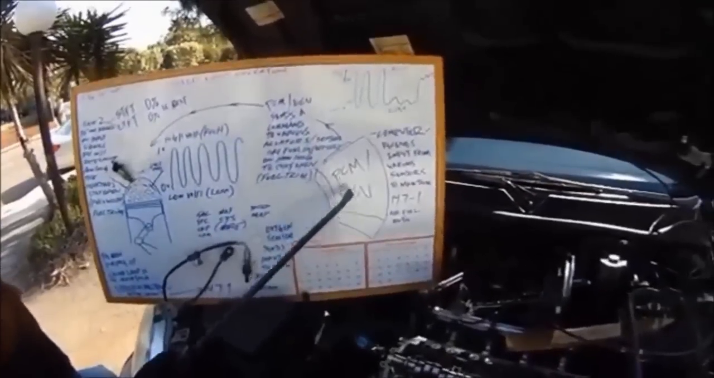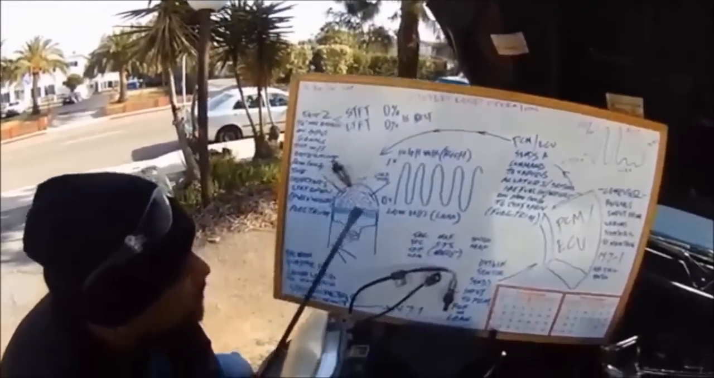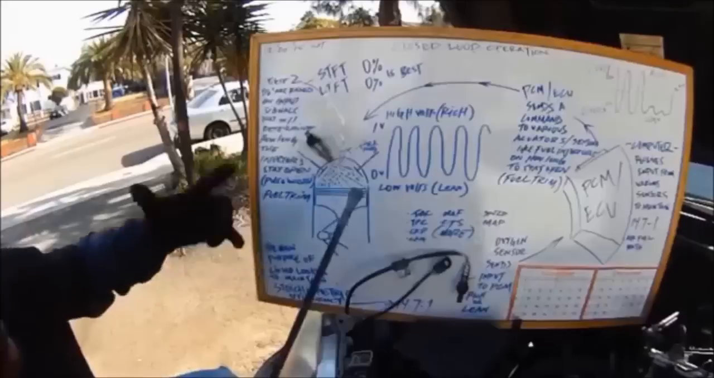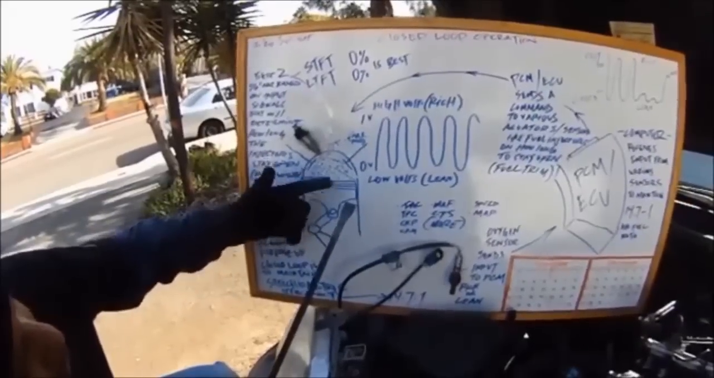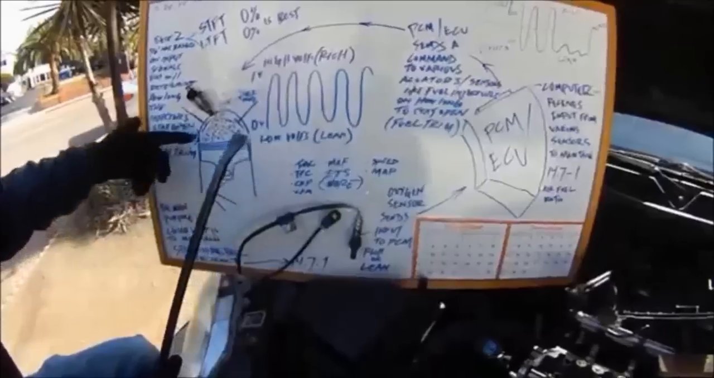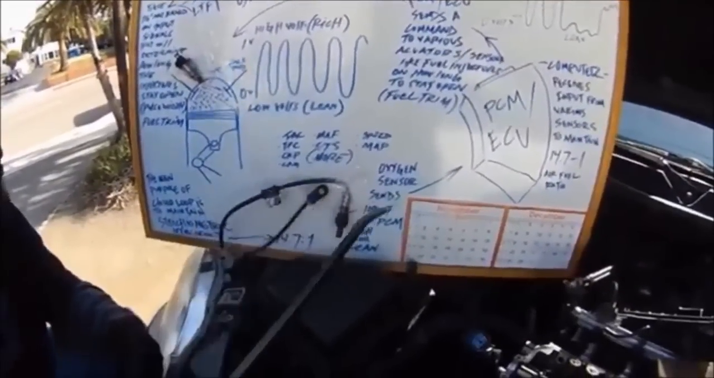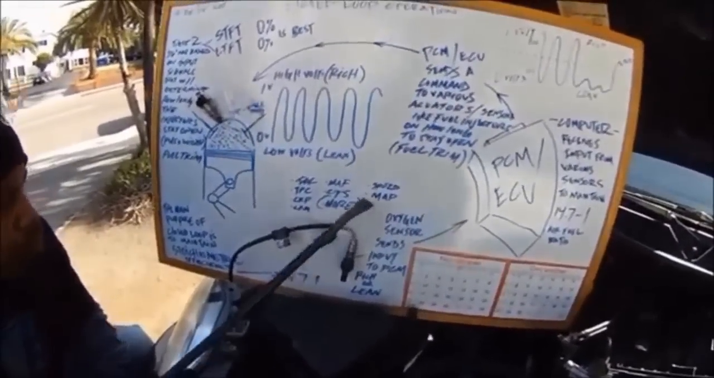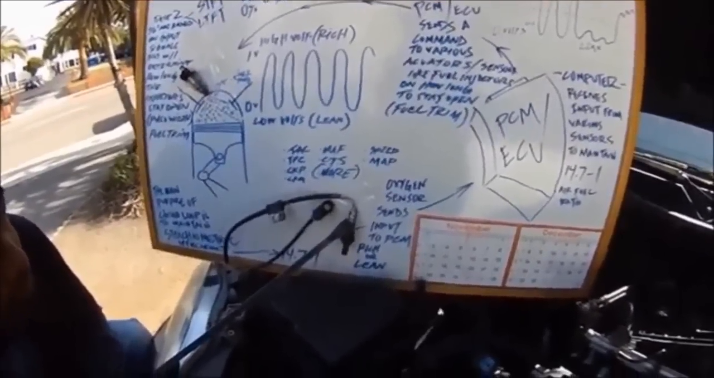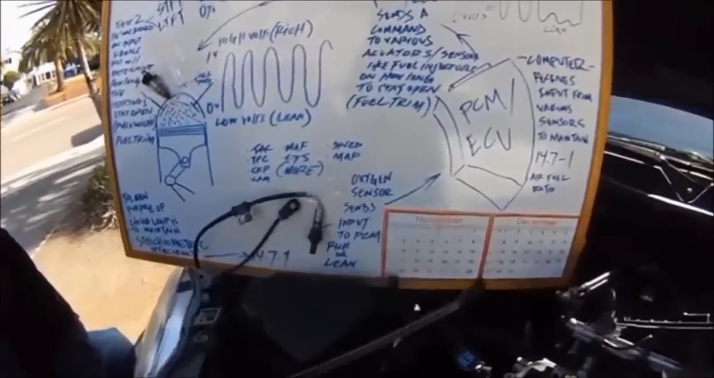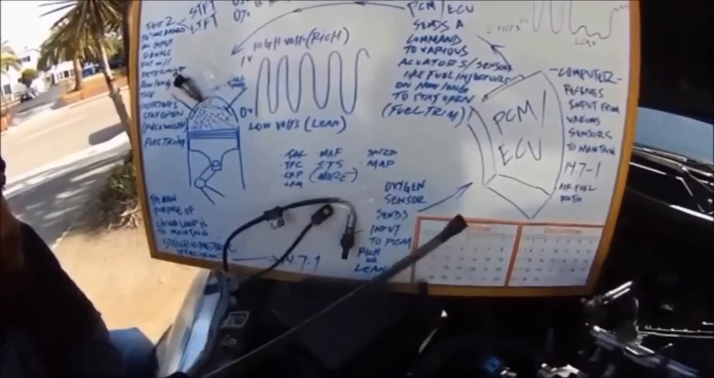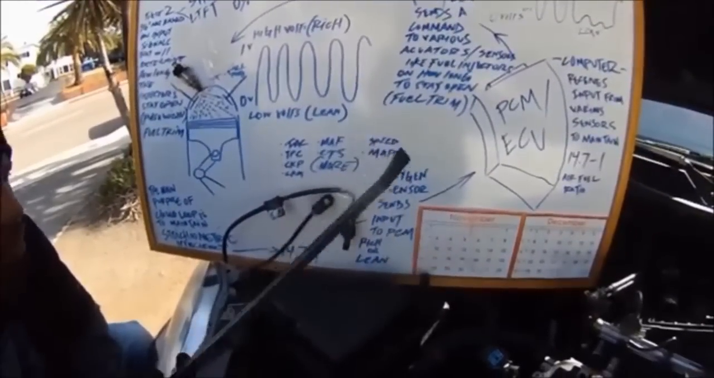This here is the PCM. This here is the fuel injector. This here is the oxygen sensor. After the combustion process, the air and fuel that got burned inside the cylinders comes out the exhaust, through the exhaust pipes and through the catalytic converter. Before the catalytic converter, you have an O2 sensor, and after the catalytic converter, you have an O2 sensor. So you have 2. Some vehicles have 4.